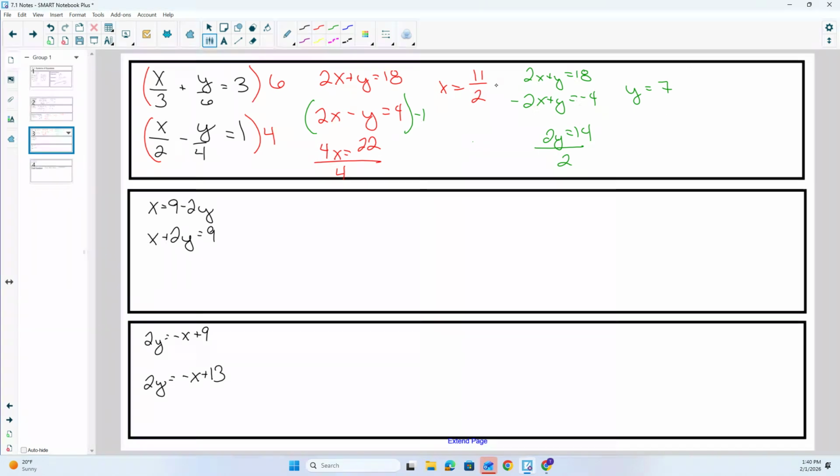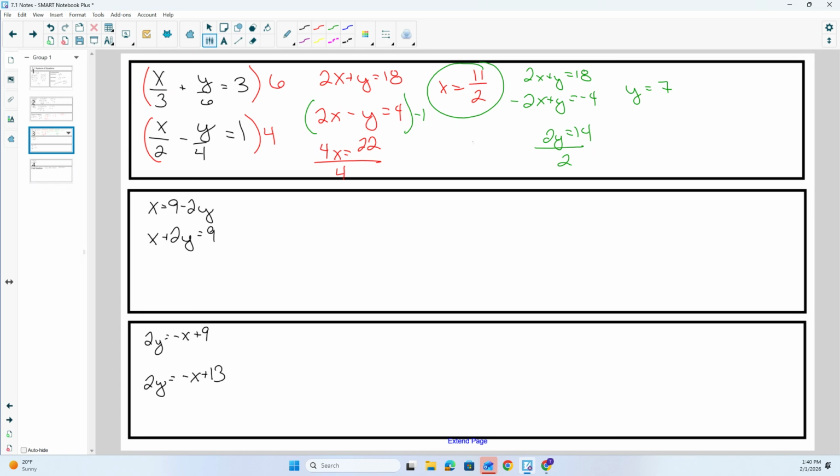If I'm okay with dealing with fractions, I could have put this back into either one of these, which wouldn't have been too bad because we would have multiplied it by 2 first and we would have gotten 11, so it wouldn't have been that bad. But if you don't like that, then it's okay.